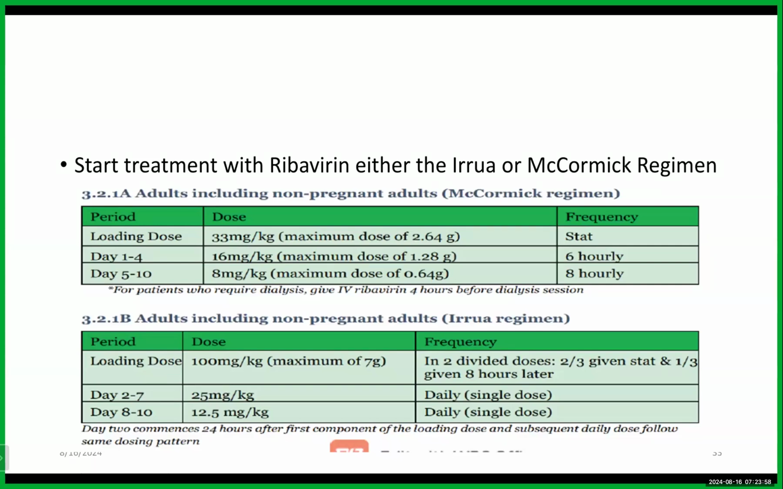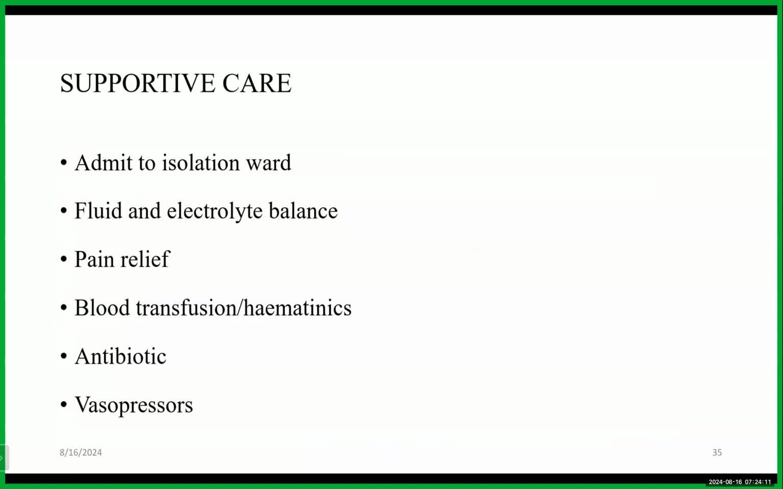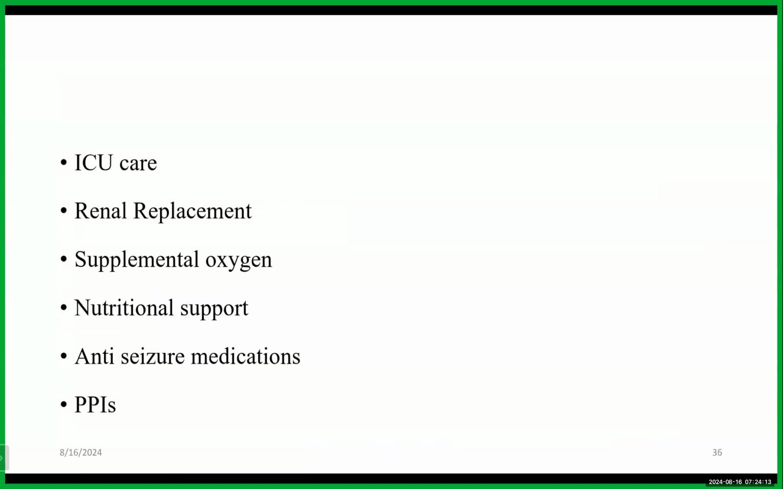The loading dose is 33 milligrams per kg. So we give a start dose. Then on day 1 to 4, you give 16 milligrams per kg 6 hourly, and on day 5 to 10, you give 8 milligrams per kg 8 hourly. Then we can check this out. Then some of the supportive care which I highlighted, and these are other differentials.